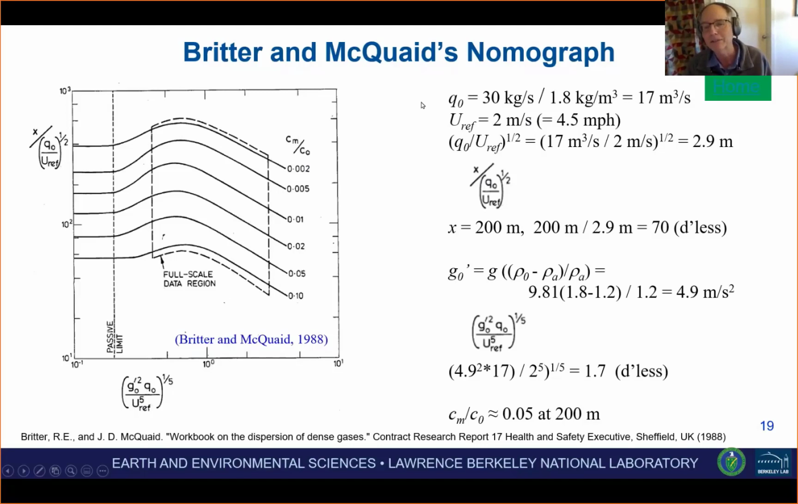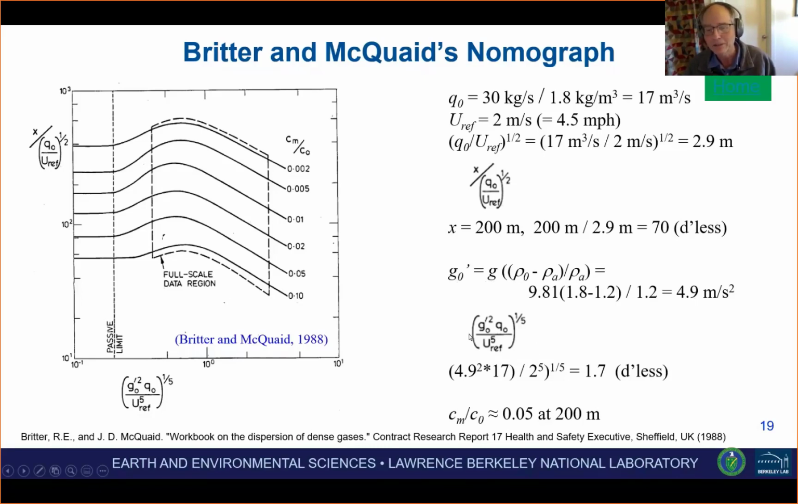And so this is kind of an elaboration of the result I showed you on the previous slide, and that is, for this Q0 flow rate of 30 kilograms per second, translating that into a volumetric flow rate with this reference velocity, I can then compute this term Q0 over U ref to the 1/2. I get 2.9 meters. So that's the term on that x-axis. So I can understand what x would be, and the y-axis value would be that dimensionless value of 70.